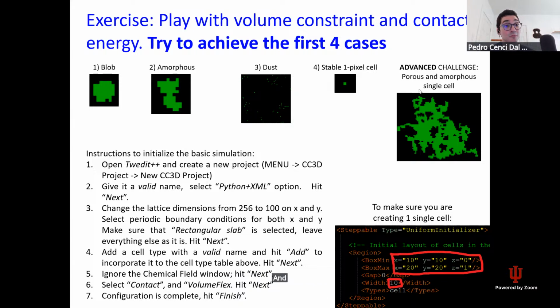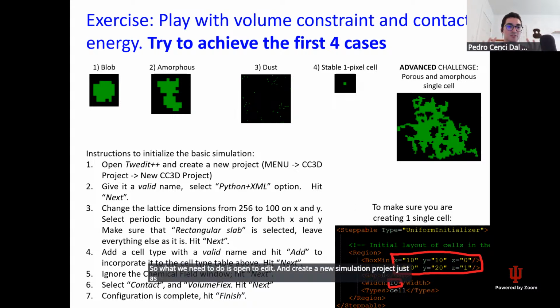And I recommend you do not do the advanced challenge unless you are an experienced CompuCell user. So if 1, 2, 3, and 4 are super easy to you, go and do the advanced challenge. If not, 1, 2, 3, and 4. I have the instructions here on the slide. So what you need to do is open Twedit and create a new simulation project just as James explained. I will go over it with you side by side in a minute, but I want to give you 5 minutes to go through these steps by yourself.